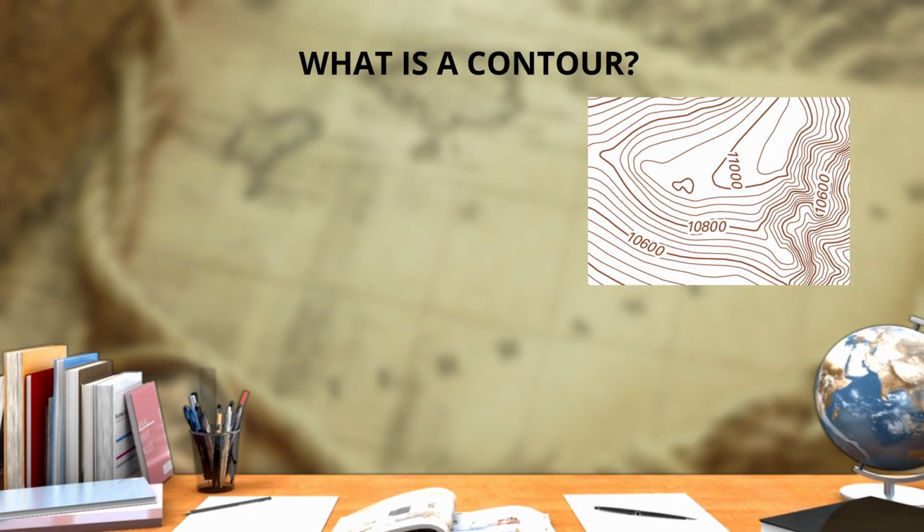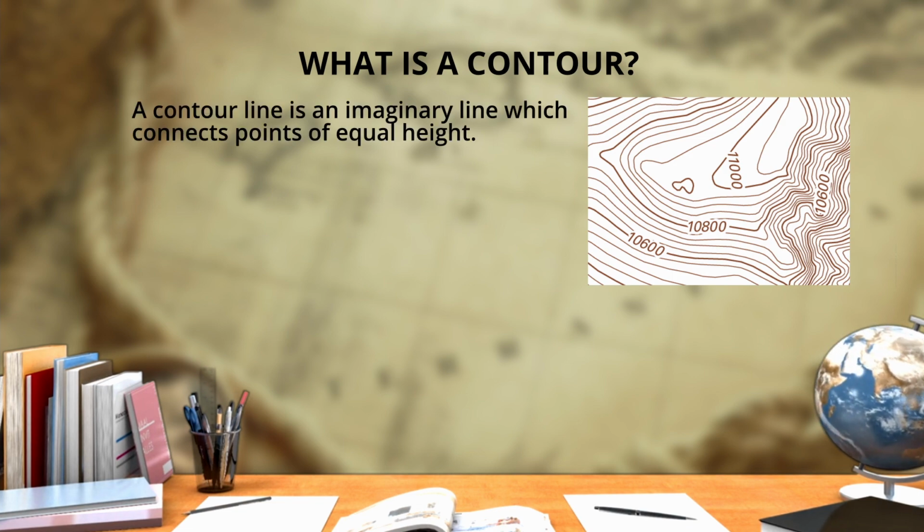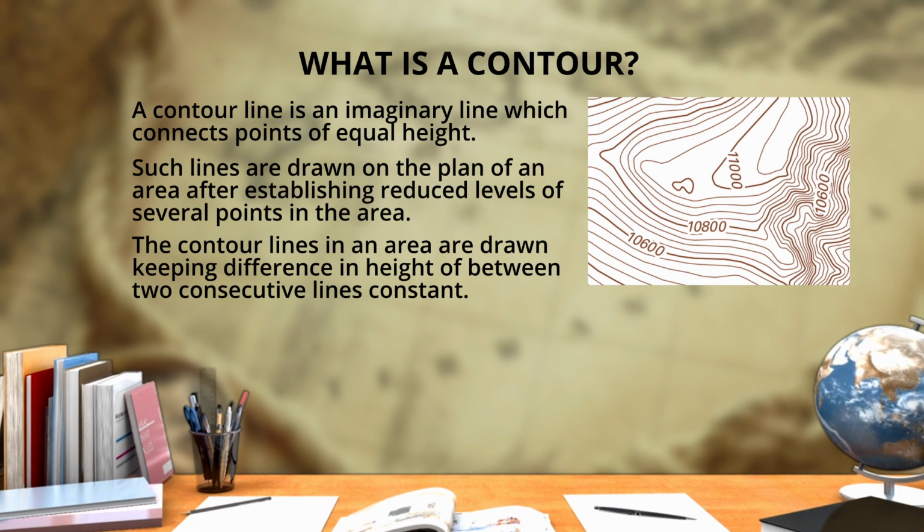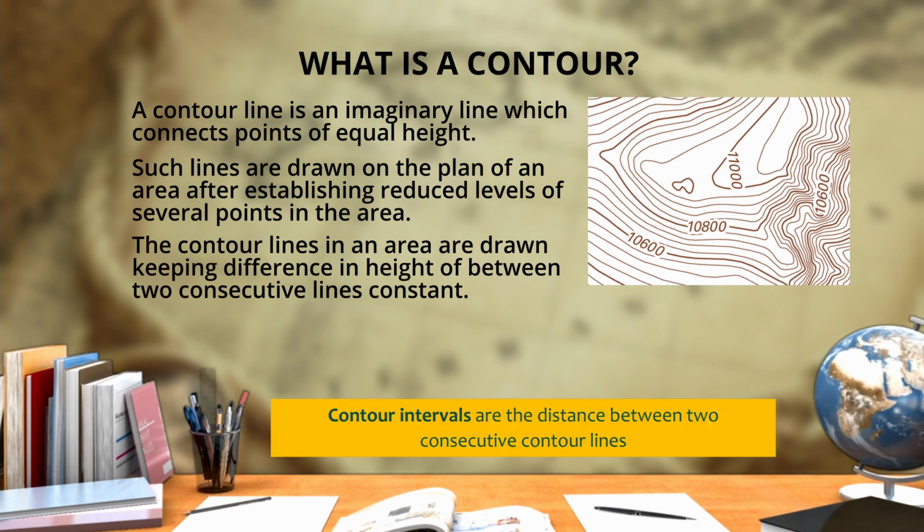What is a contour? First, we are going to look at what a contour line means. A contour line is an imaginary line which connects places of equal height or the same height above sea level. Such lines are drawn on the plane of an area after establishing the reduced level of several points in the area. The contour lines in an area are drawn keeping the difference in height between two consecutive lines constant. Now, contour interval. A contour interval is a distance or a difference in height between consecutive contour lines.